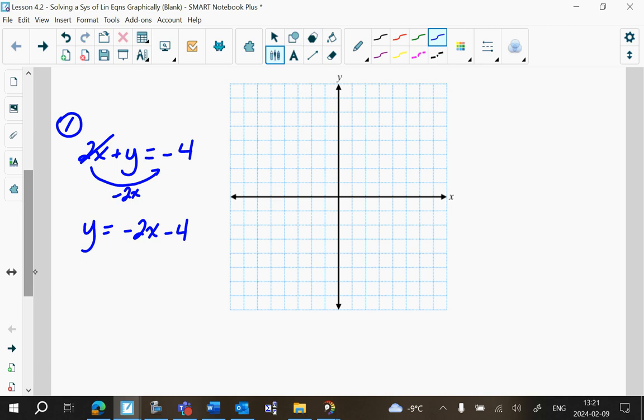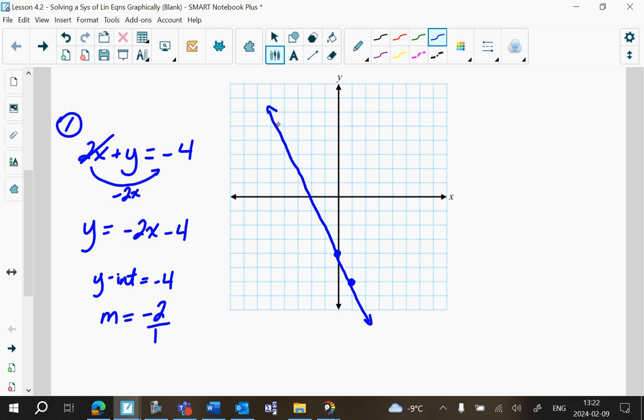Well, now what? So the y-intercept is negative 4. Put that on the y-axis. And then? Right, so you'd go down 2 and over 1. And it would look like this. Okay. All right.